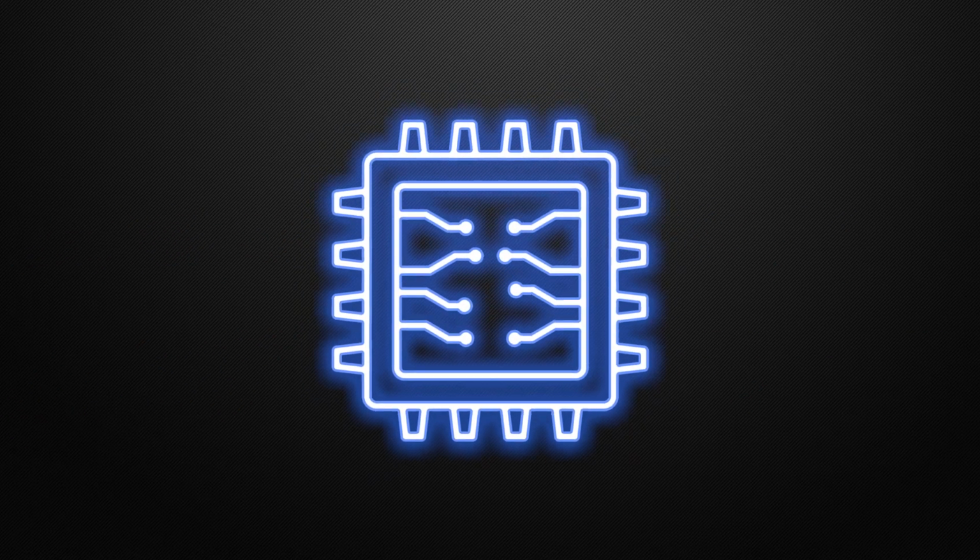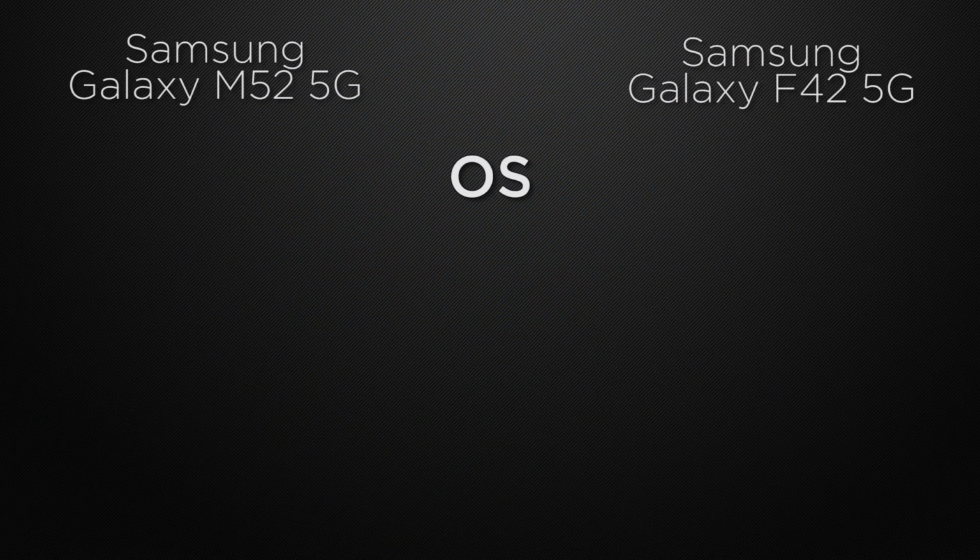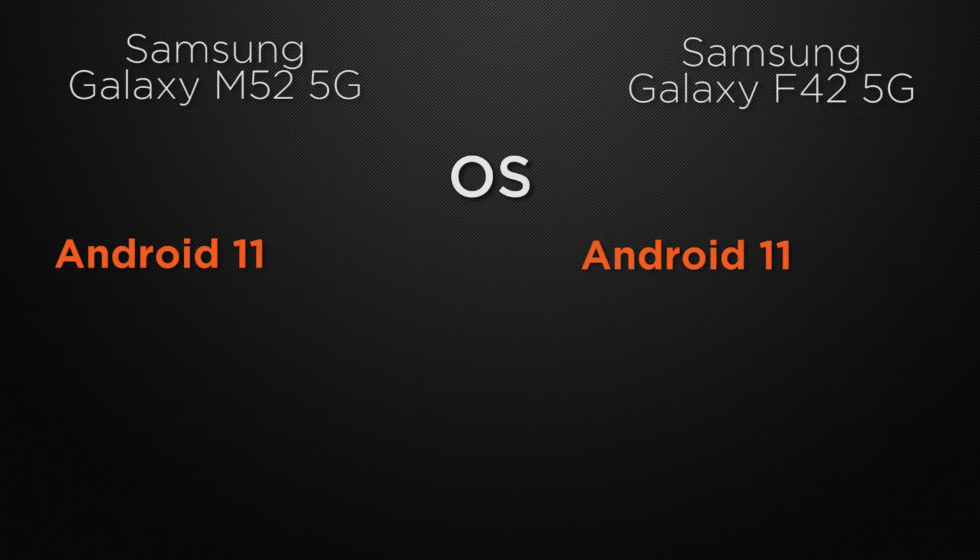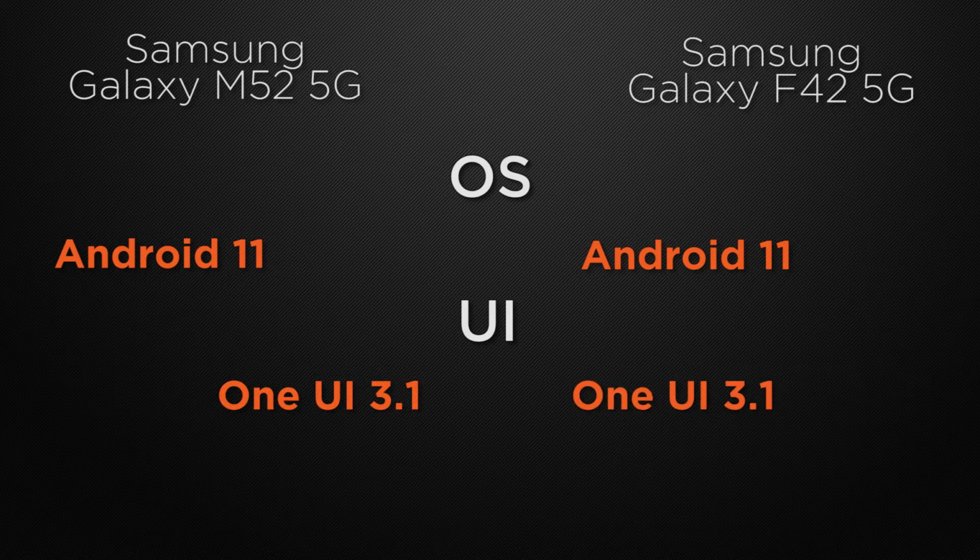Moving to the performance of the devices, let's start with the operating system of the devices. M52 have Android 11 support on the other side. F42 also have Android 11 support. So it's a tie. And about the user interface of the devices, M52 have One UI whereas F42 comes with One UI. So it's a tie because both of the user interface have same UI.